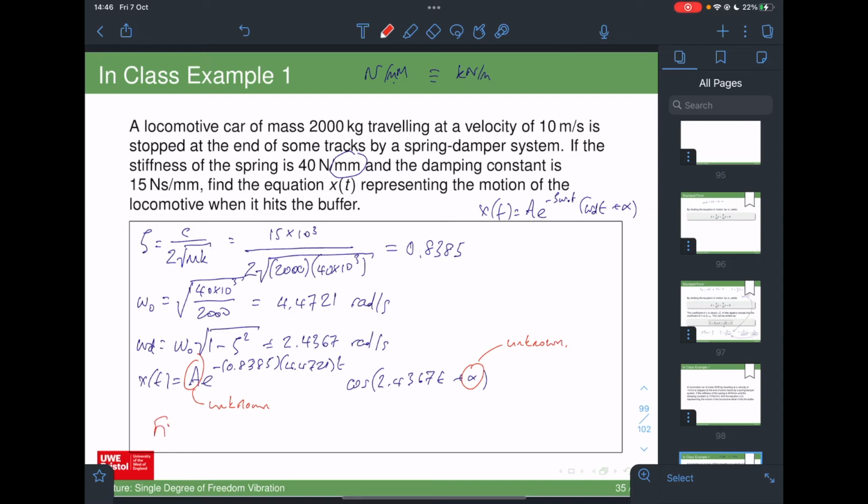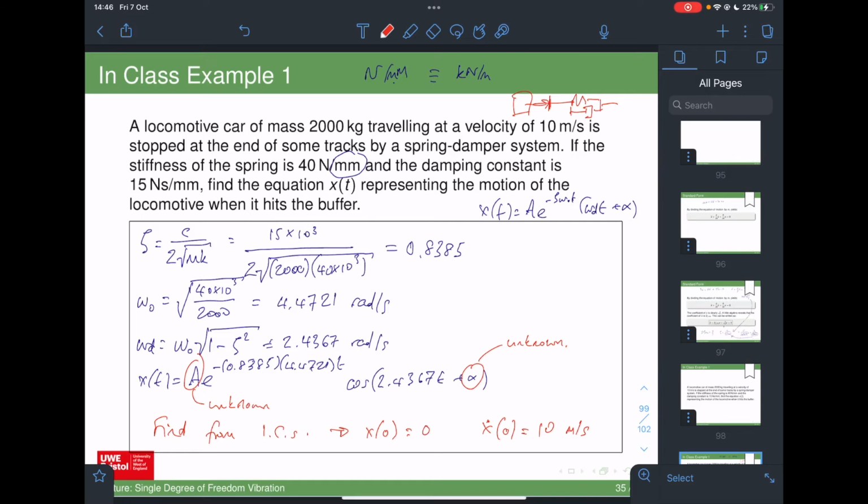Find from initial conditions. Which are, what are they? When t is equal to 0. So the displacement and the velocity when t is 0. What have we got? The train's coming along and hits the buffer mass spring damper system. What's the speed at which it hits there? 10 metres per second.